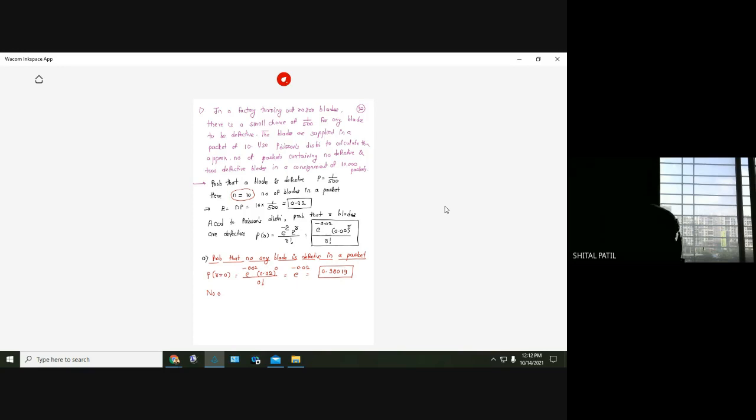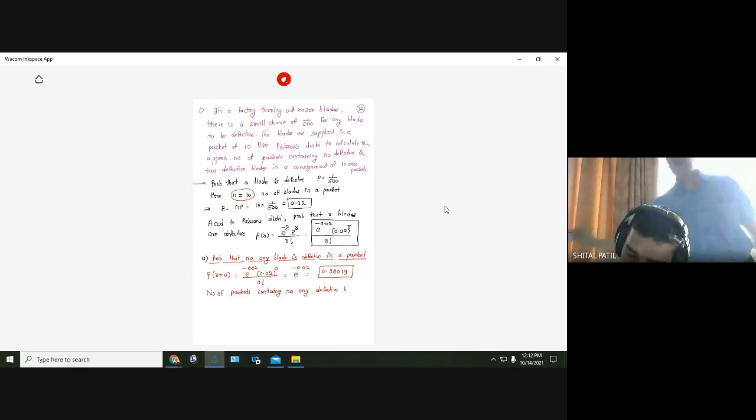We obtained this probability for a single packet, but how many packets do we have? 10,000. Okay, number of packets containing no defective blades.